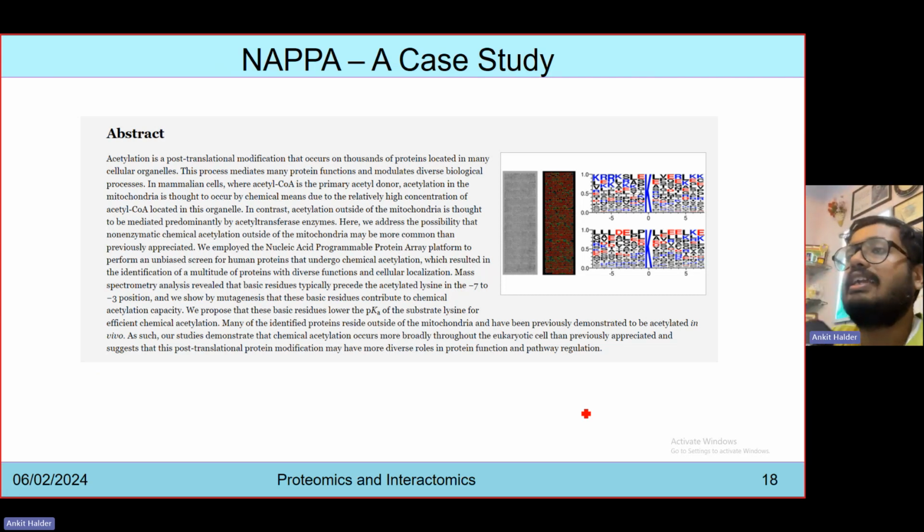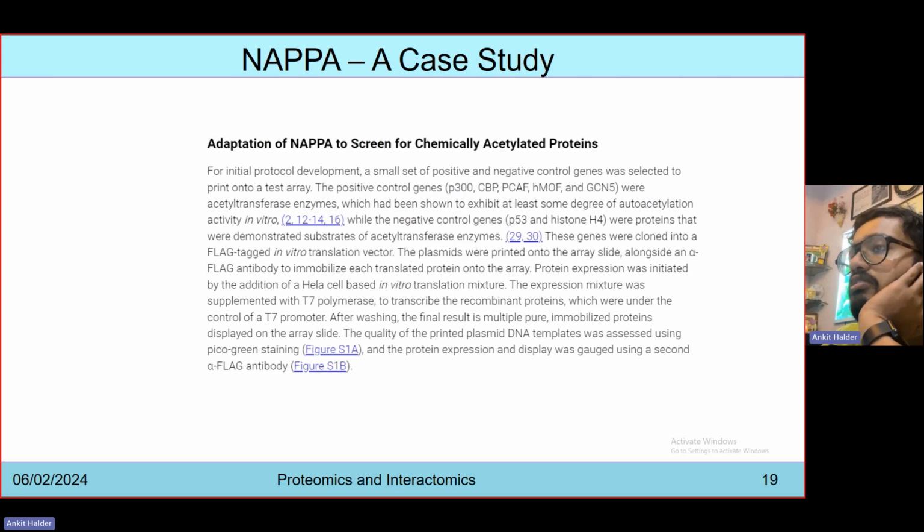So acetylation, which we have just spoken about, is a post-translational modification that mediates many potent functions and diverse biological processes. So this is just an overview and abstract. Here you can see how it has been used. It has used NAPA 2.